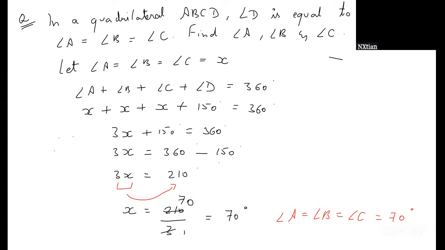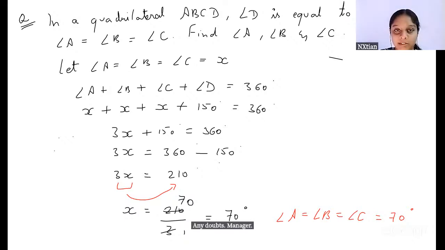Any doubts, anyone? Hope it's clear how we are getting 70. Clear, everyone?